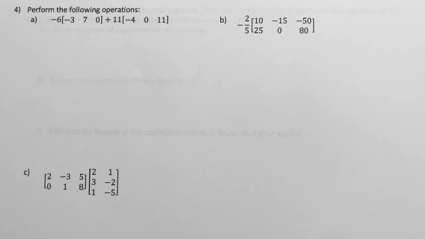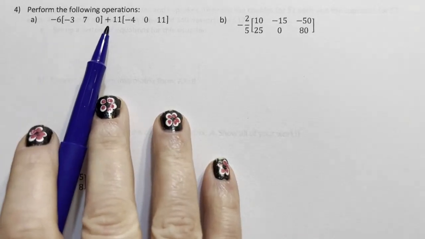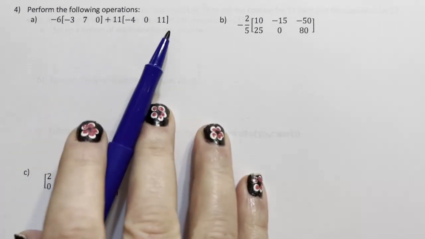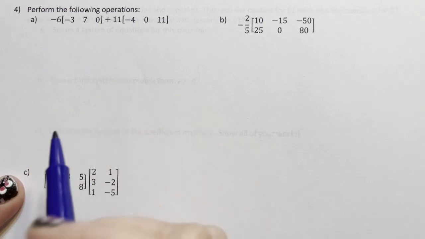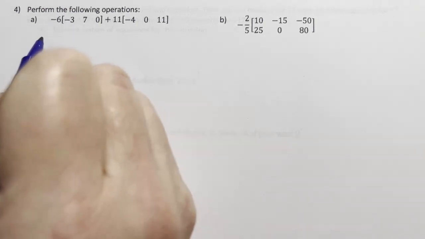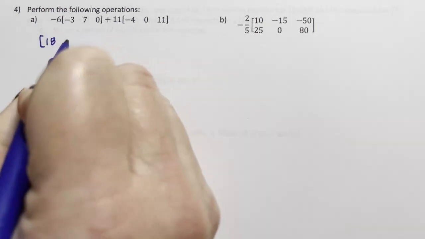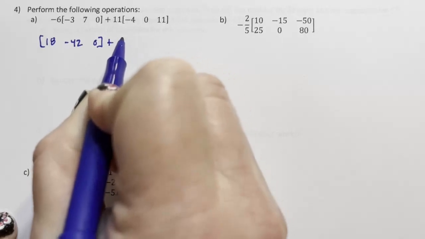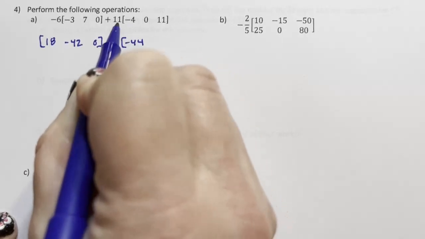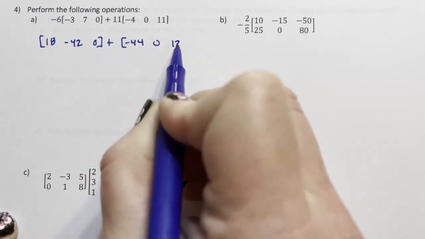To add these two matrices, first of all, we have to check if the dimensions are the same. So we can, because they both have the same 3 by 1. So first I need to distribute the numbers in. So -6 times 3 is 18. -6 times 7 is -42. -6 times 0 is 0. Plus 11 times -4 is -44. 11 times 0 is 0. And 11 times 11 is 121.